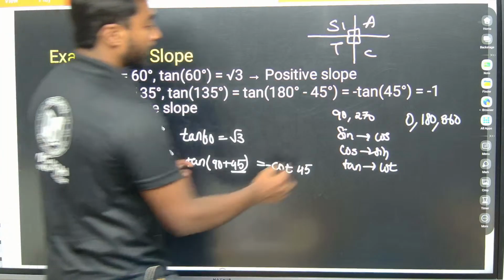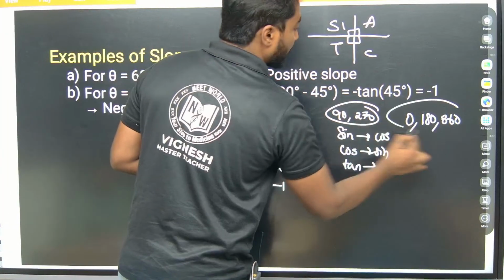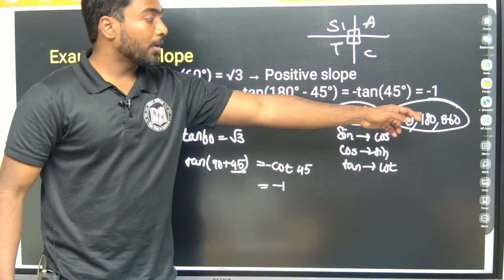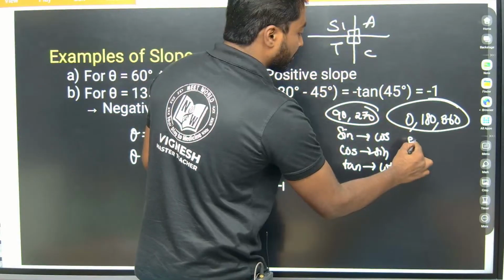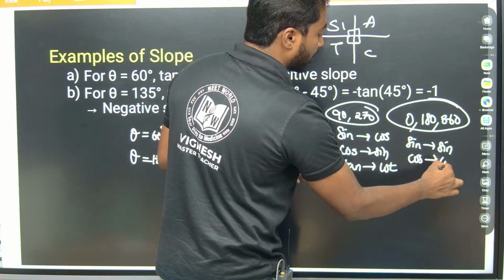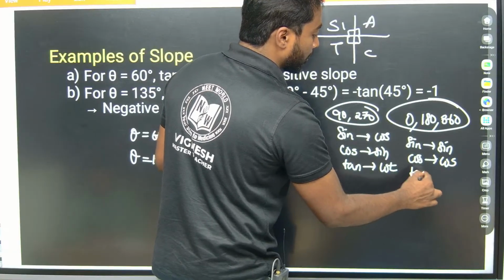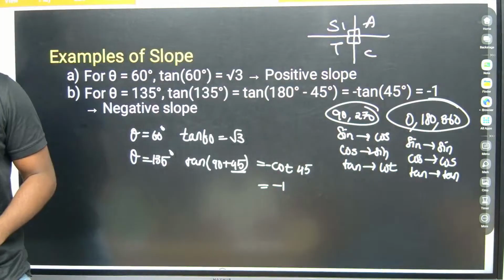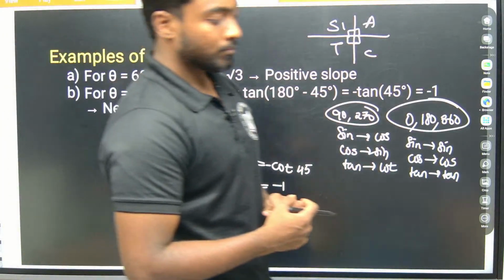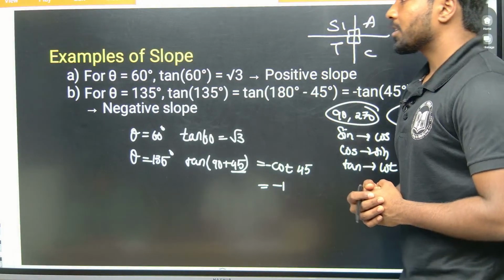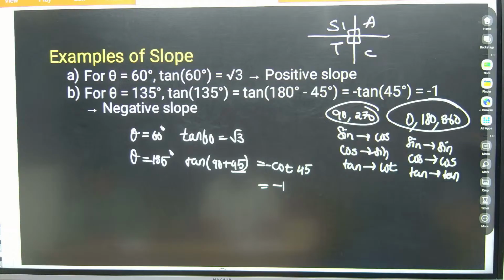Mainly you can take a note of this. This is a very important thing. 90, 270, 0, 180, 360. So I will write here, sin will be sin only, cos will be cos only, tan will be tan only. Can we go for the next one? If it is completed, we will go.